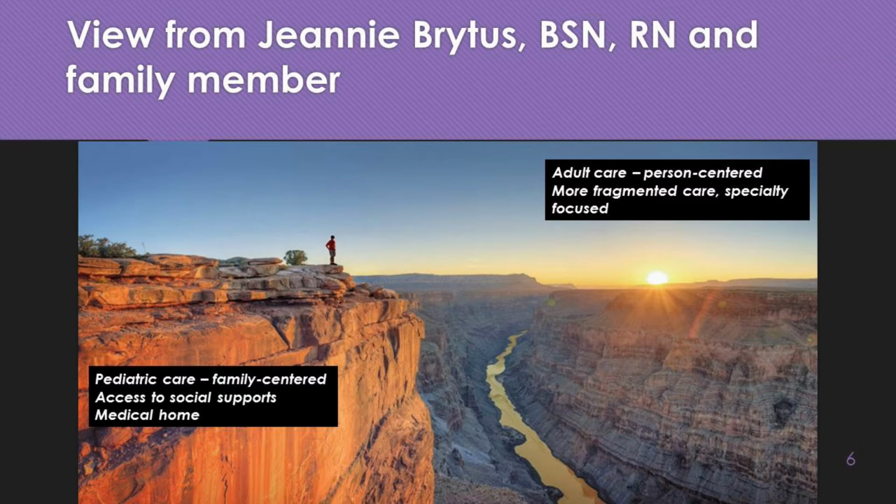Sure. As Dr. Crumrine said, my name's Jeannie Brytus, and I've been a nurse at Children's Hospital of Pittsburgh for the past 41 years, but more importantly, I'm the mother of a young adult with epilepsy. My daughter Kathleen began having seizures as a newborn, but her seizures proved very difficult to treat, and a formal diagnosis was never able to be determined.